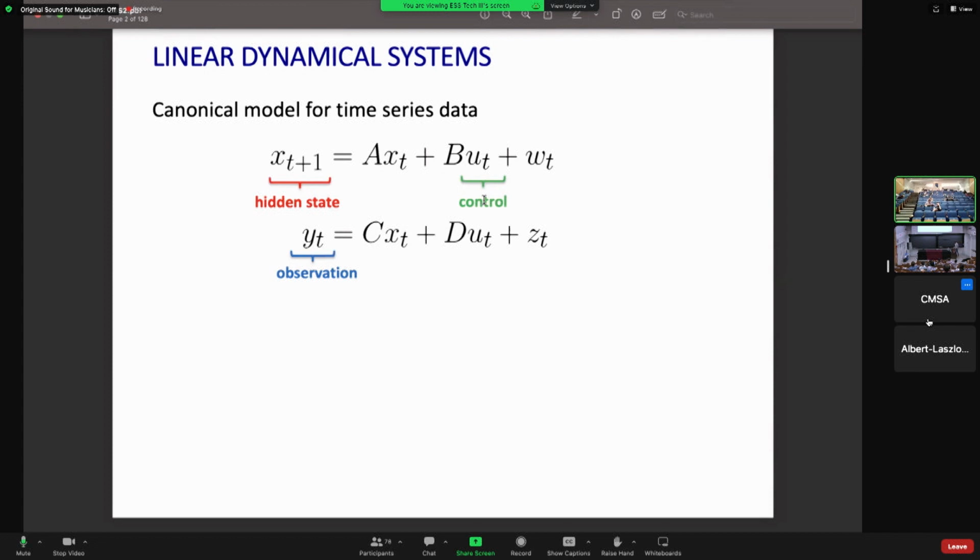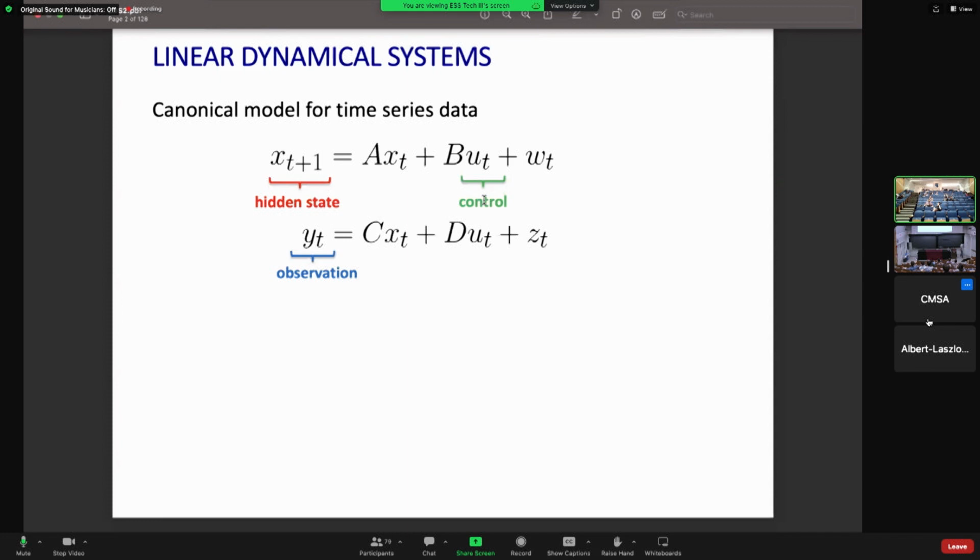So a linear dynamical system is determined by these two guiding equations. We'll take a moment to think about what these equations mean. A linear dynamical system you should think of as being the canonical model for time series data. The important things are that you have inputs and you have outputs. And what's going on under the hood, but you don't see, is that there's a hidden state that's evolving. All of these things are vectors and matrices.